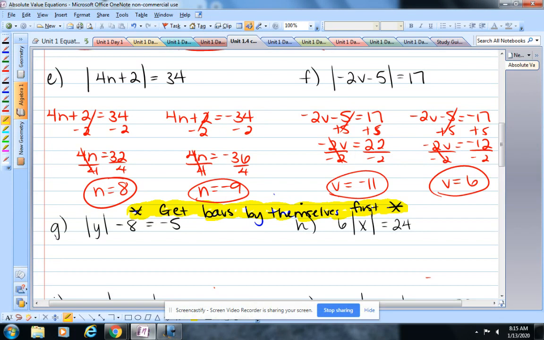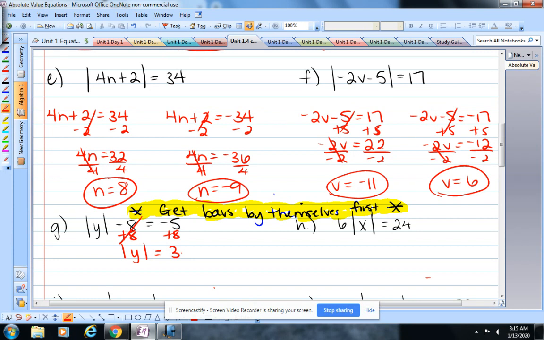Y'all see that? Because the only thing I want on that left side of the equal sign is the absolute value part. All right? So how do we get rid of that minus 8? Add 8 to both sides. Very good. So that gives me the absolute value of y equals what number? 3.